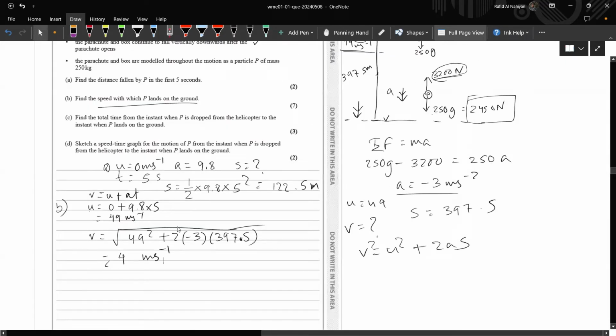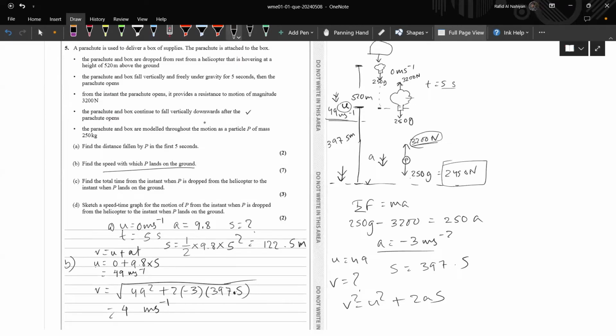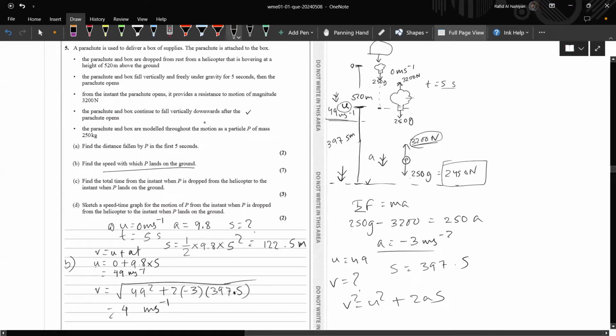It says find the total time from the instant when P is dropped from the helicopter to the instant when P lands on the ground. So I already know that it took 5 seconds to come from the helicopter to the place where the parachute opened.